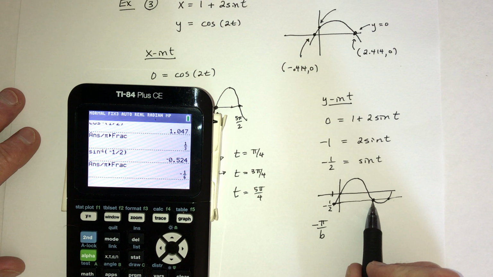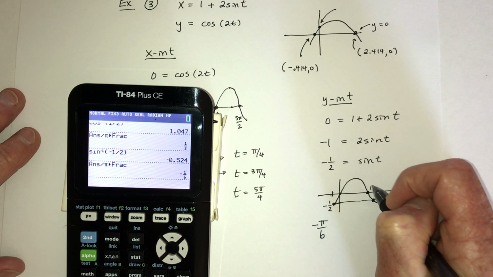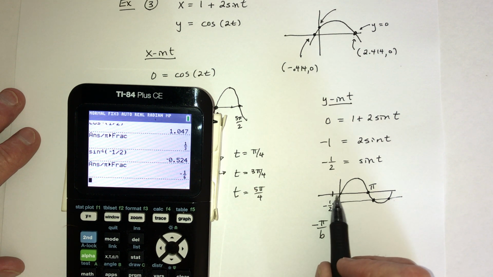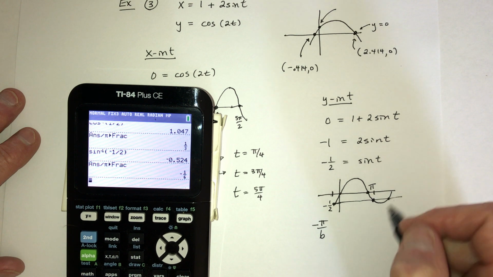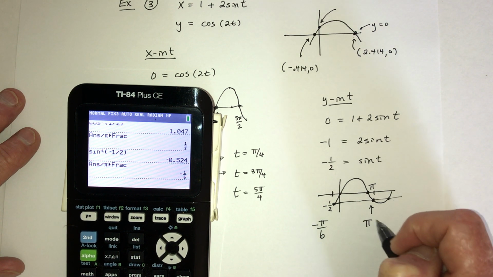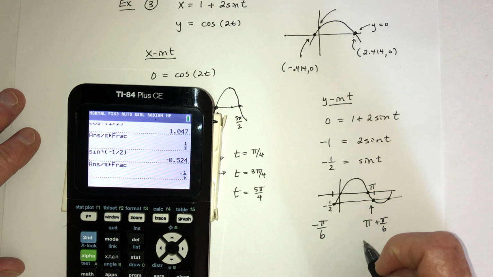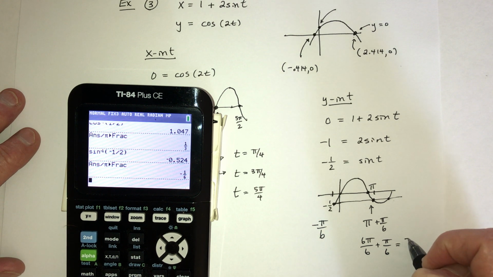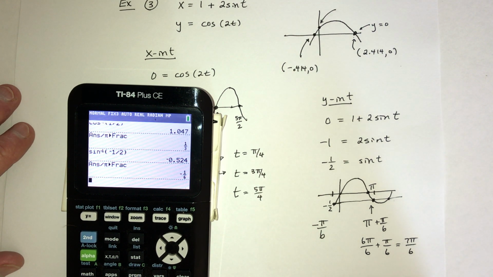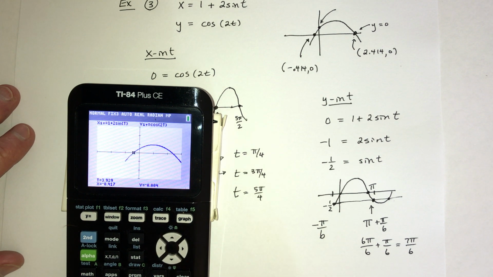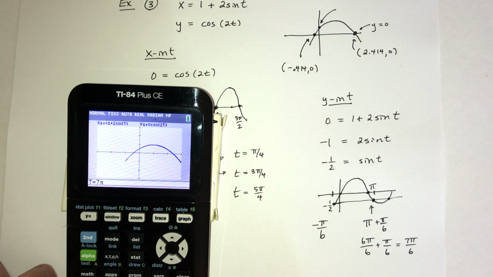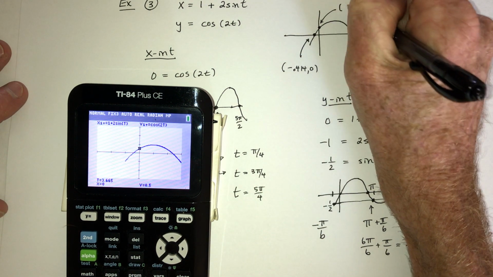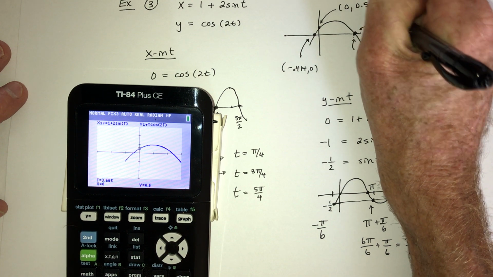In order to find this answer, which is positive, well, right here is pi, and this one is to the right of it. And it's going to be the same gap that's right here will be right here. So that means that this one is at pi plus pi over 6, or 6 pi over 6 plus pi over 6 is 7 pi over 6. Then let's see if it works. Trace and go to 7 pi over 6. Perfect. Okay, so that point is at 0, 0.5.